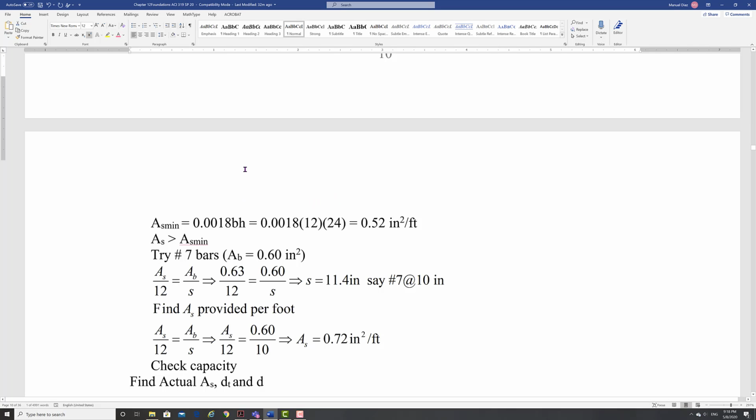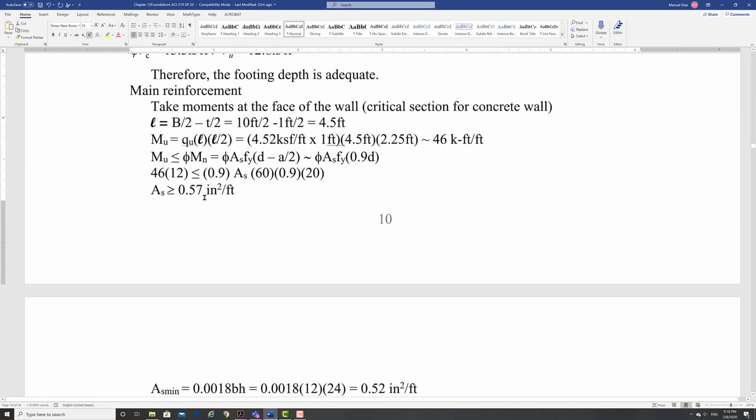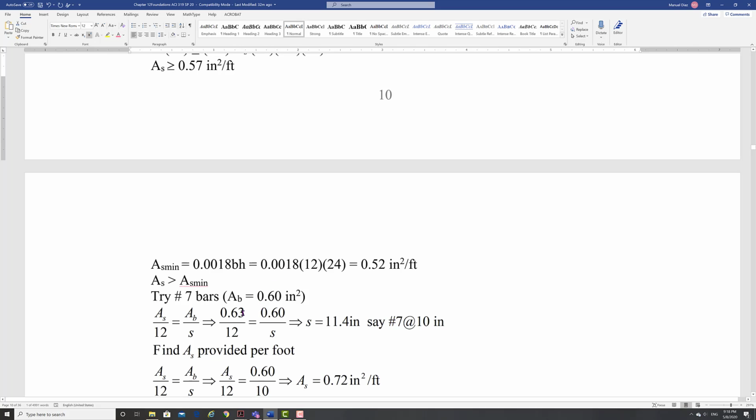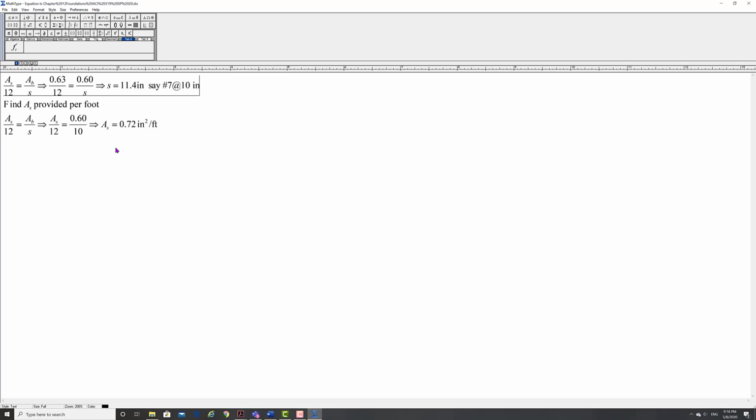Oh, I know it's not right. This one, this is 0.57. So that's what is not right. Now, in the case of footings, there is no cracking control, so you don't have to use cracking control. Don't do that. Okay, there is no need for cracking control. So this will be okay, but now we're going to get more than 12.